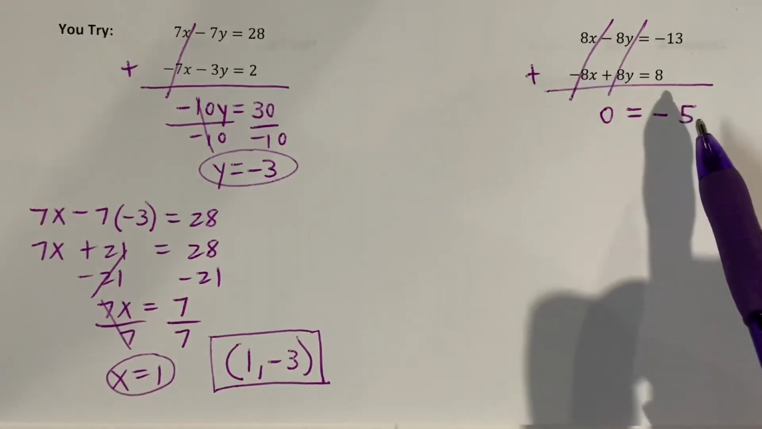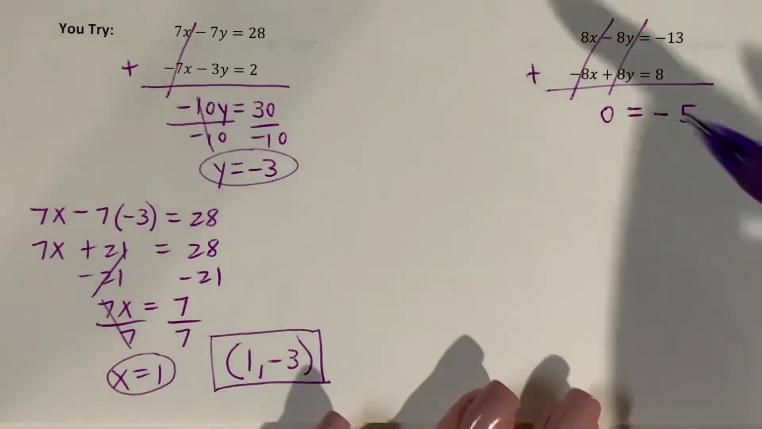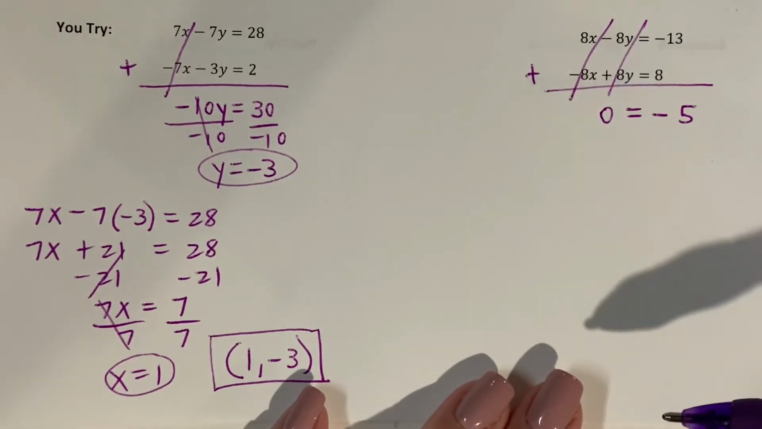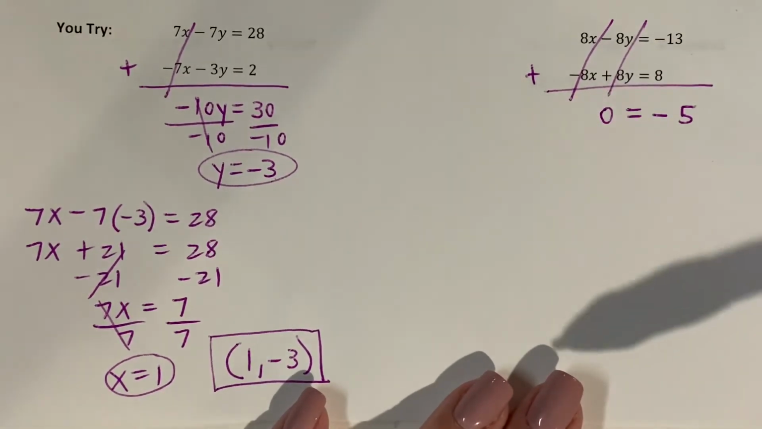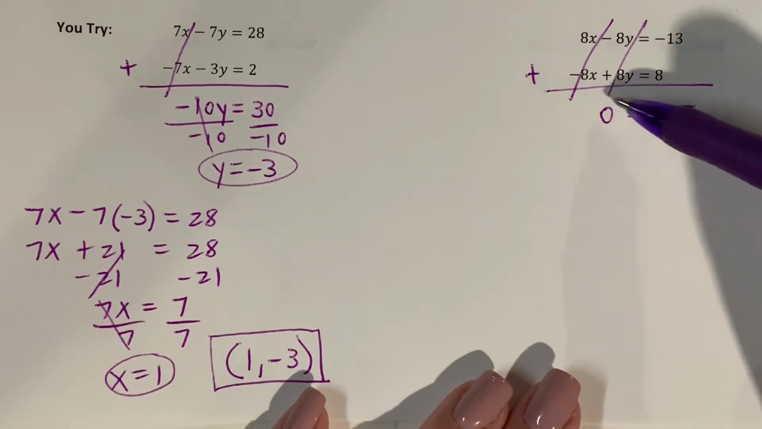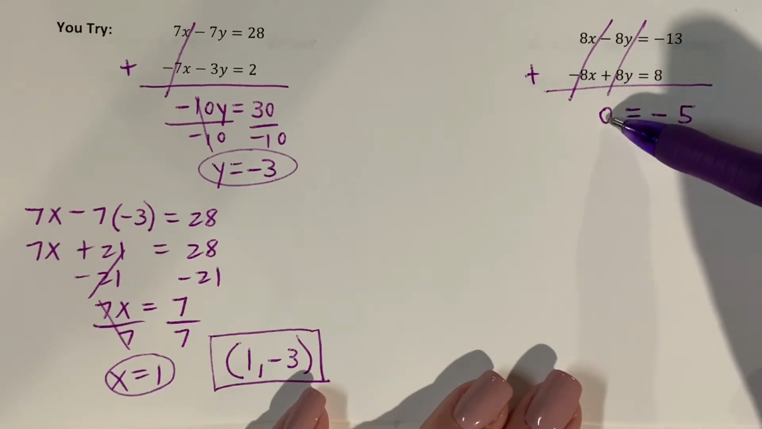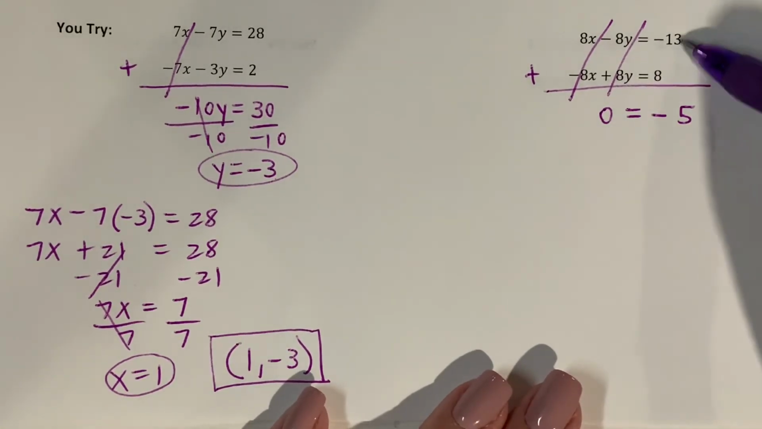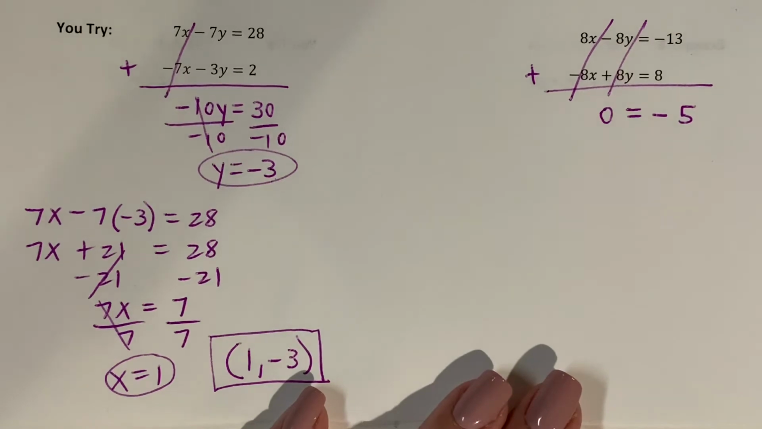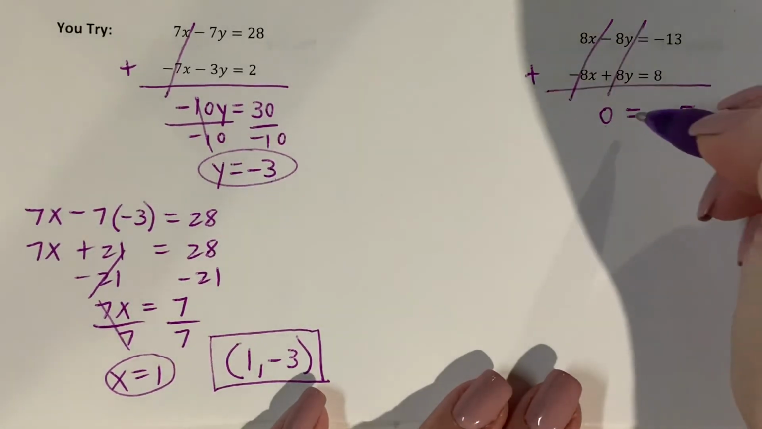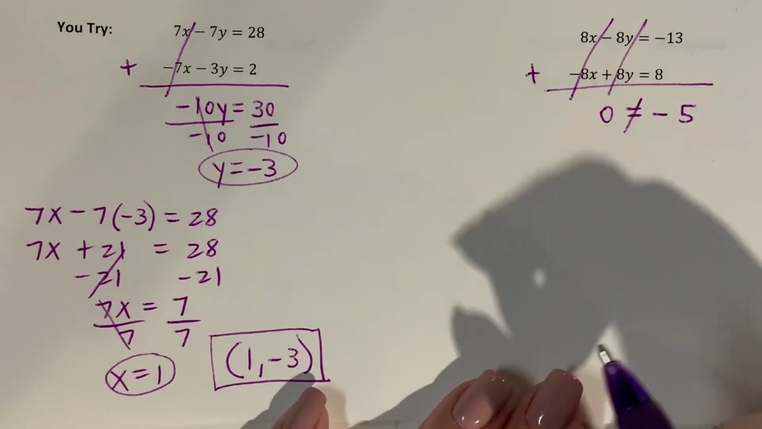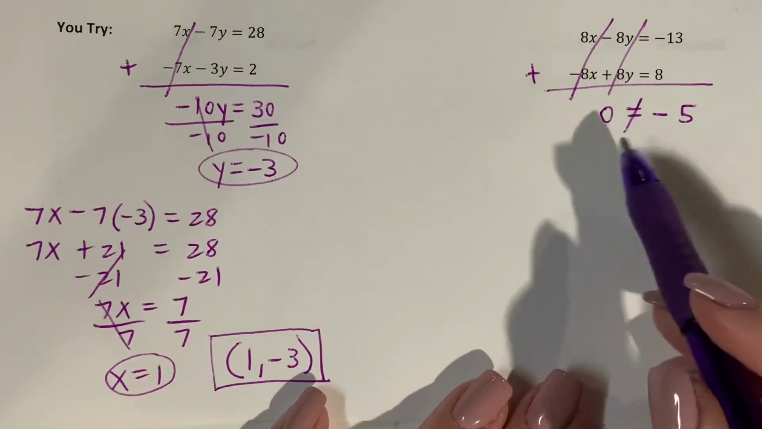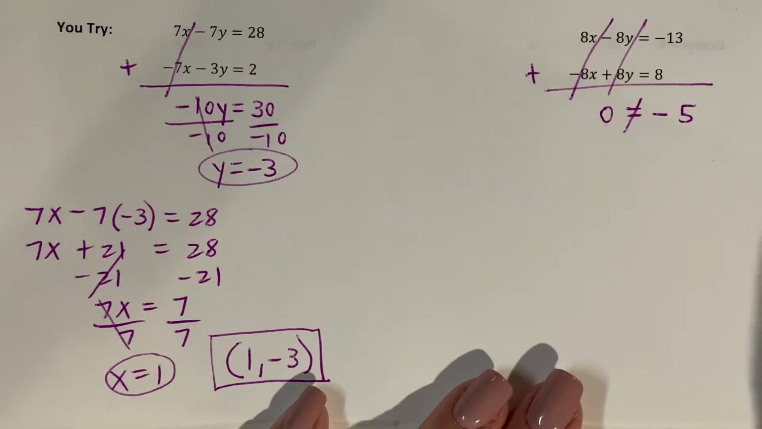On the second U try, something interesting happened. My x's canceled, my y's canceled, so I was left with nothing on the left side, or you could write a 0 as a placeholder. And on the right side, I was left with negative 5. Does 0 equal negative 5? No, I'd put a slash through it. That cannot happen, that's false. 0 will never equal negative 5.